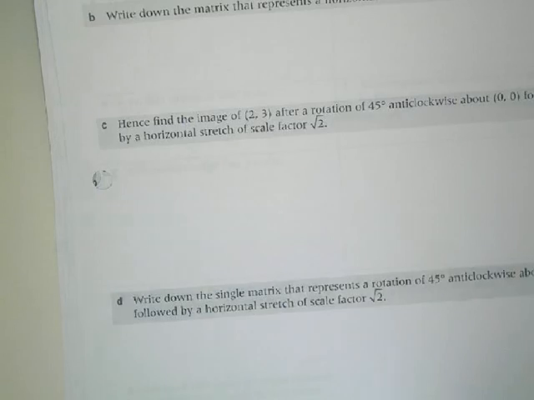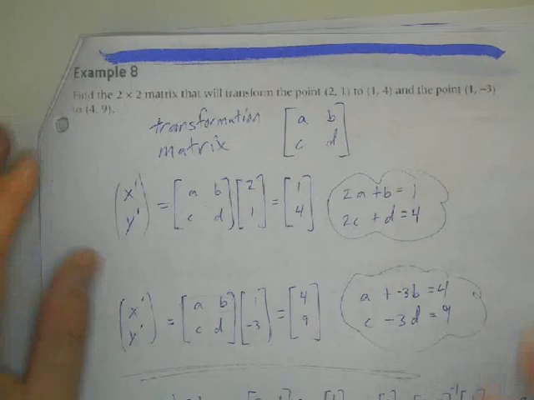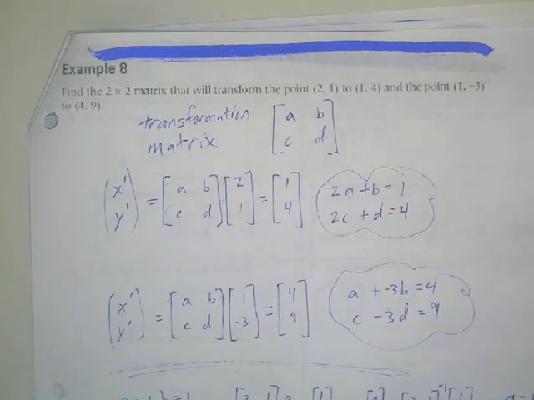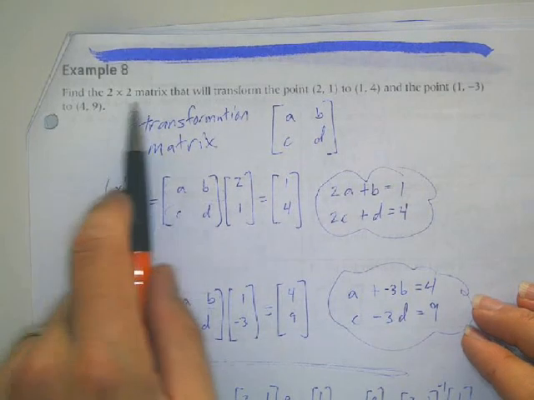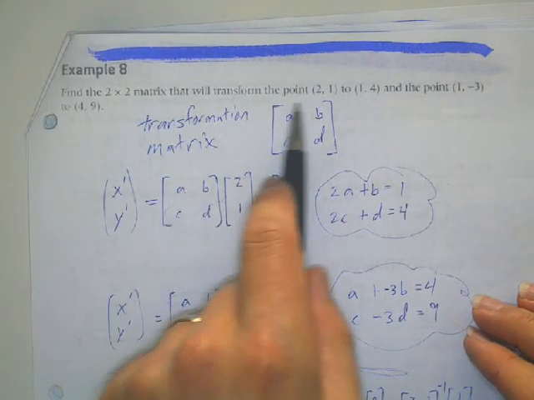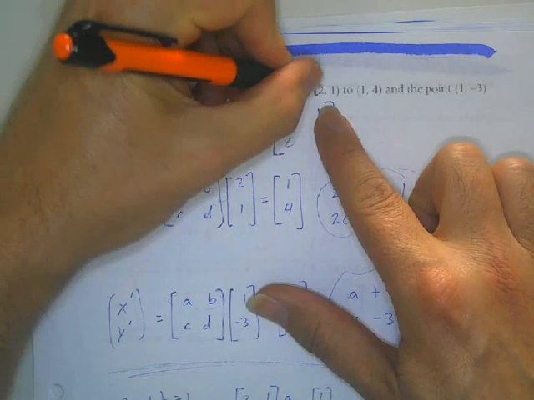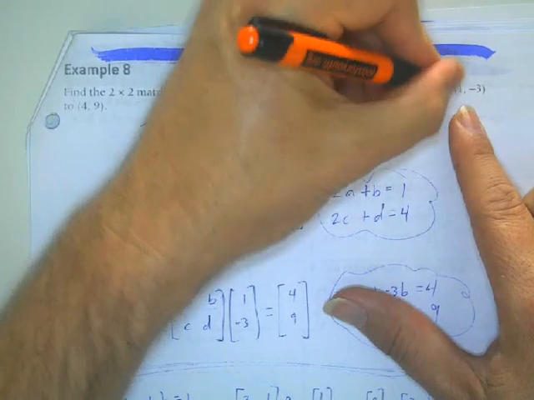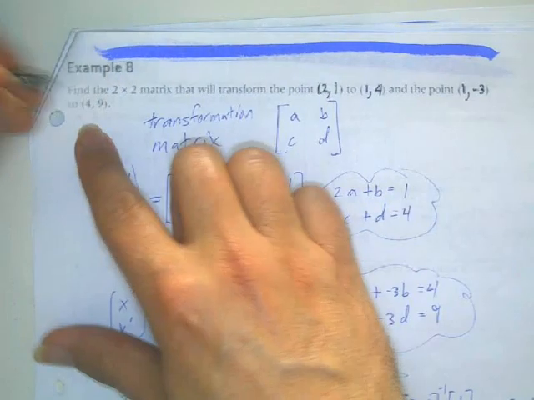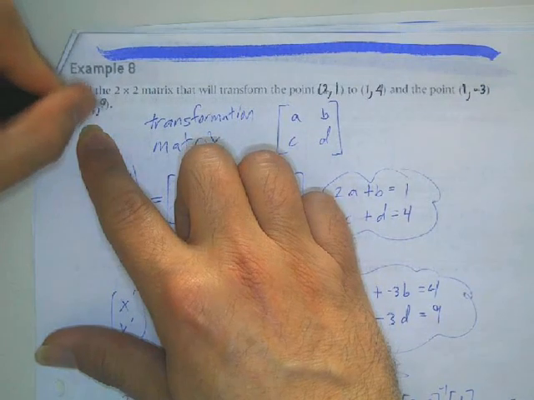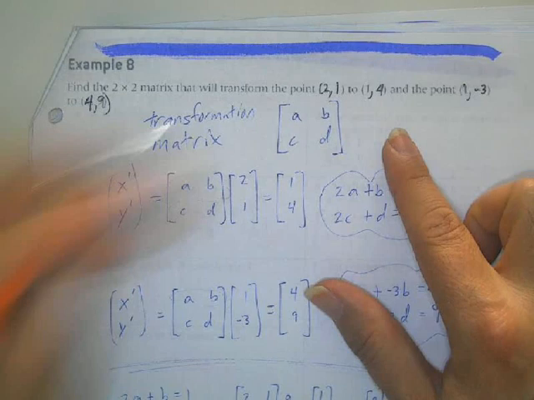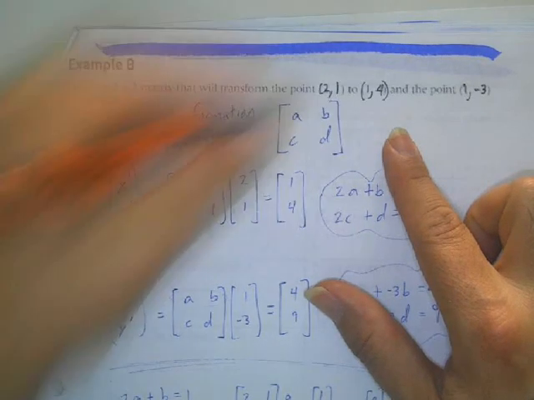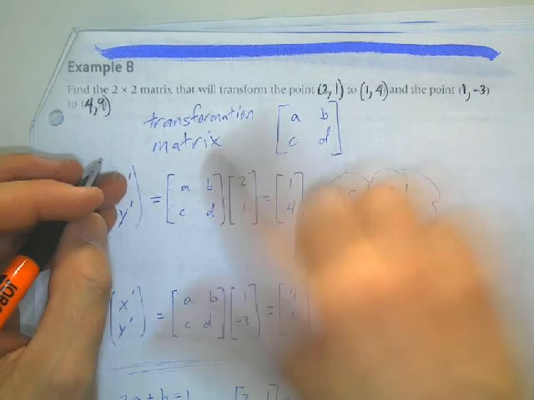Okay, so let's talk through the next one, and then I'll do the rest of it on a third. So example 8: find the 2 by 2 matrix that will transform point (2, 1) to (1, 4), and the point (1, -3) to the point (4, 9). Okay, this is a pretty important example. So we don't know what the transformation matrix is.